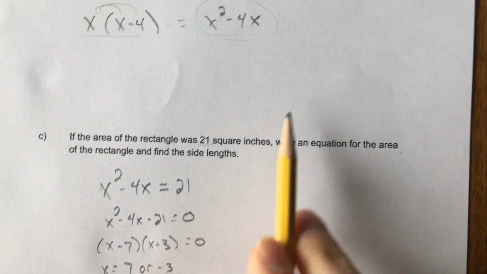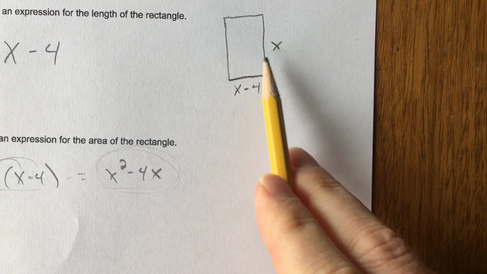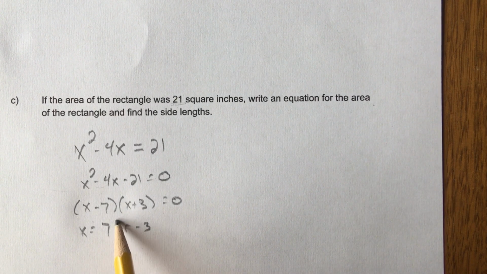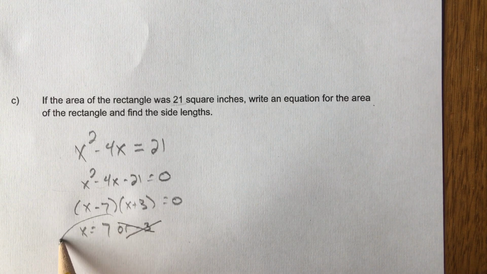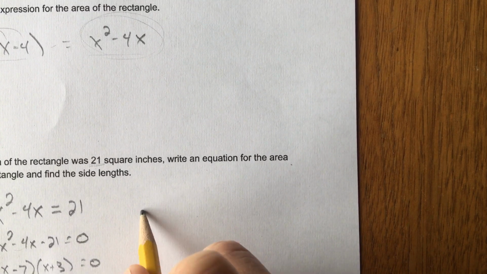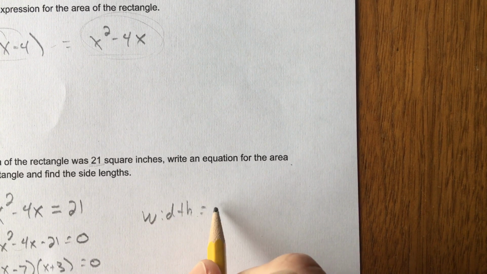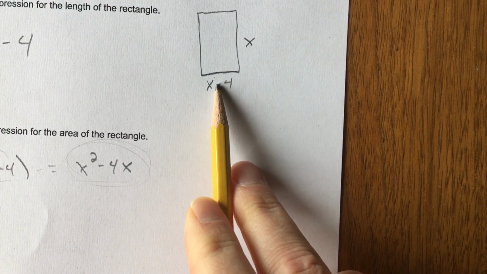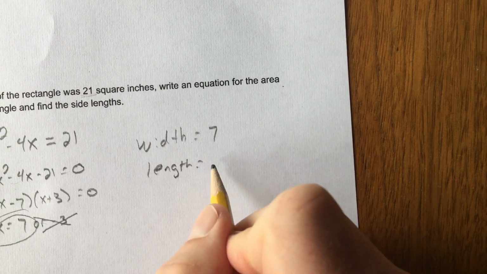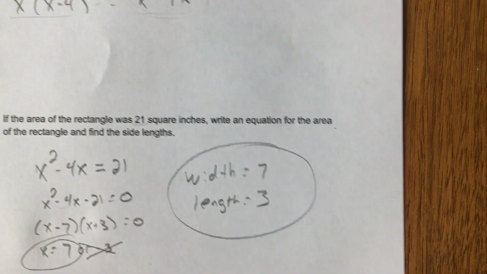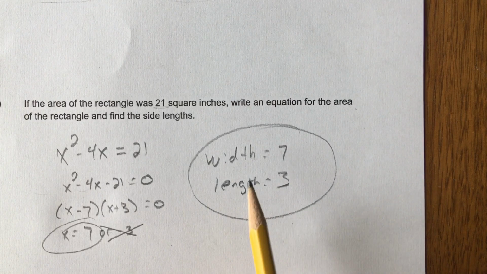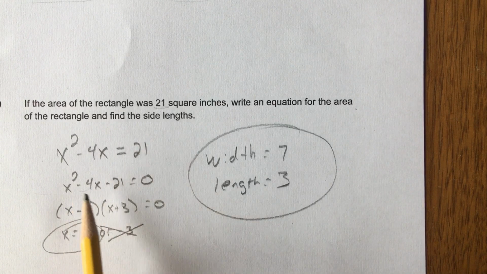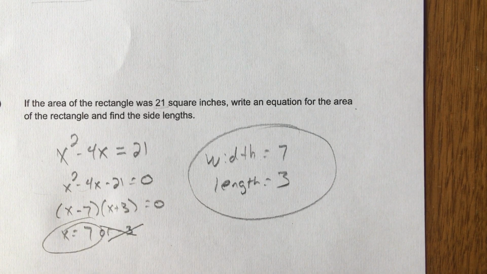Now, remember, x represented originally the width of our rectangle, so we can't have a width that's negative. That doesn't make any sense. So we're going to get rid of that answer, and we're going to say that it has a width of 7. And then the length of the rectangle we were told was 4 less than that, so 4 less than 7 would be 3. So now you could have probably done a little trial and error and just thought your way to 7 and 3, and that's fine, but this gives you an idea of how to use the quadratic to work our way to an answer.